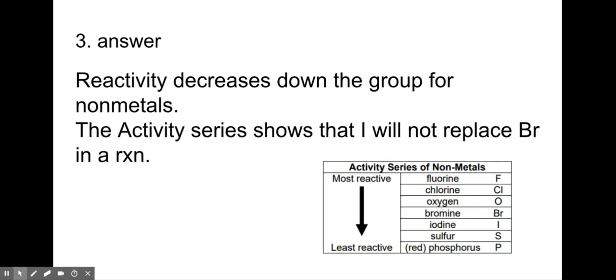Well, as we know from reactivity trends, for nonmetals going down a group, reactivity decreases. Remember also back when we looked at types of reactions in your pre-AP course, the activity series for the nonmetals and particularly for the halogens, what we discussed was that iodine is lower in the group and therefore is less reactive and will not replace bromine in a chemical reaction. So that's why C is our correct answer.